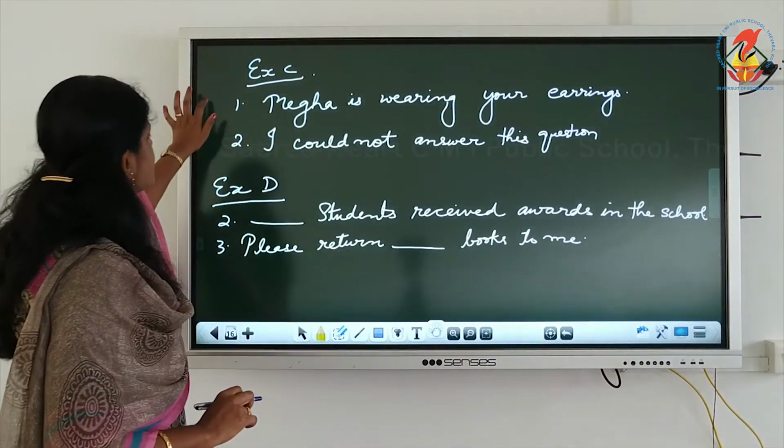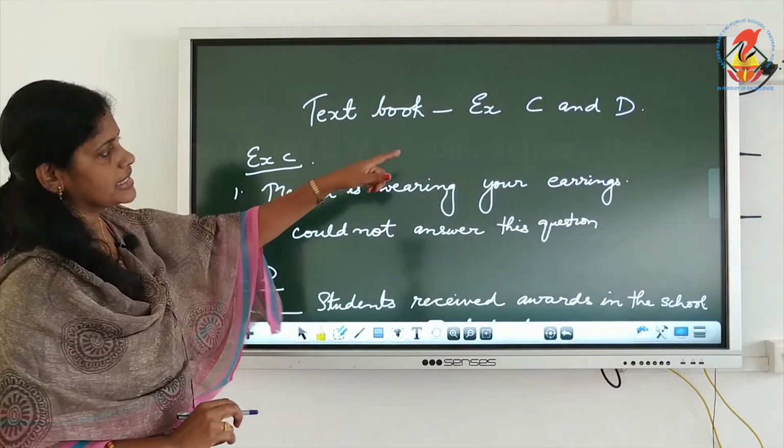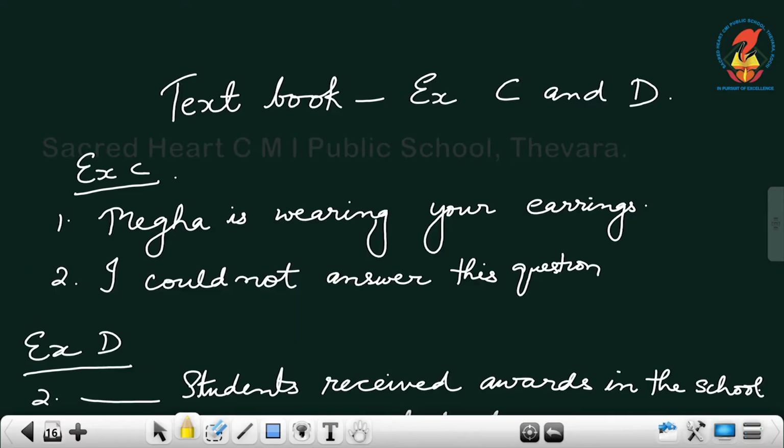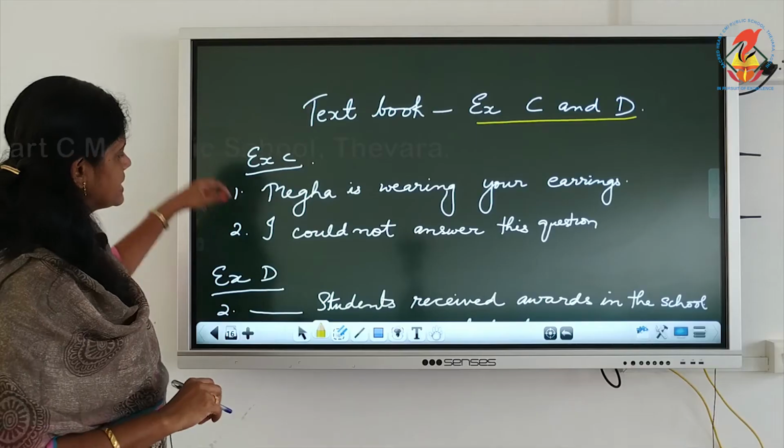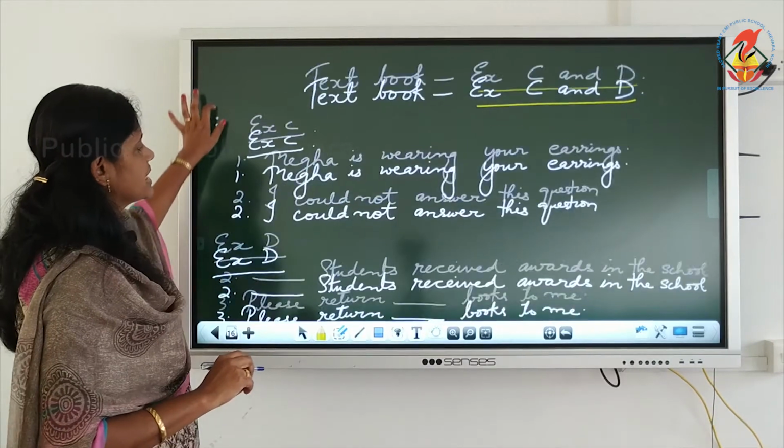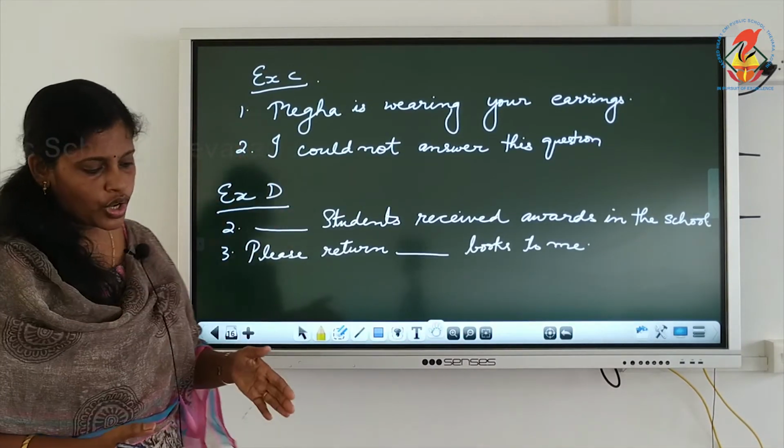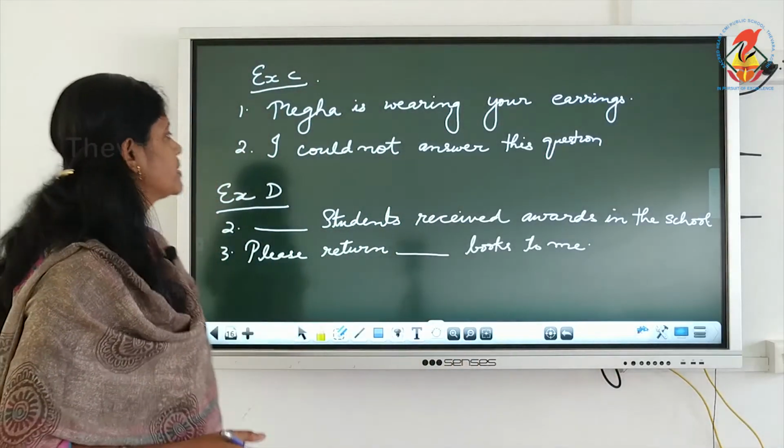So exercise C and D has to be done. Textbook exercise C and D, you have to do it. Now in exercise C, I have solved some sums. The first and second one, if you look into your book on page number 30, it's given.